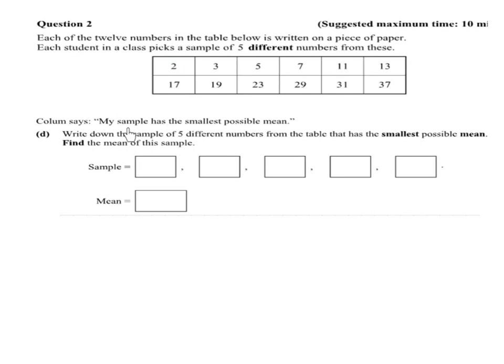Column says, my sample has the smallest possible mean. Part D, write down the sample of 5 different numbers from the table that has the smallest possible mean. Find the mean of this sample. So we're going to choose 5 different numbers from this table and fill them into these boxes. And then we're going to get the mean of this set of numbers and put it into this box.